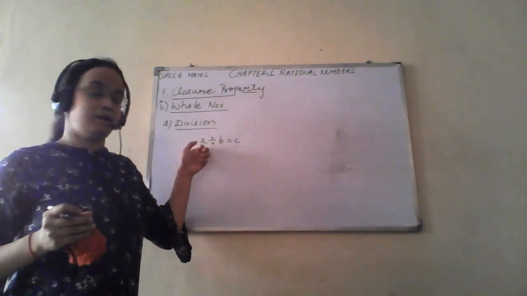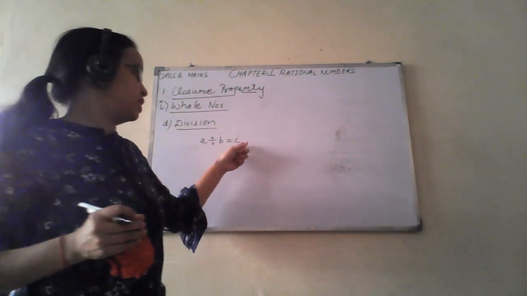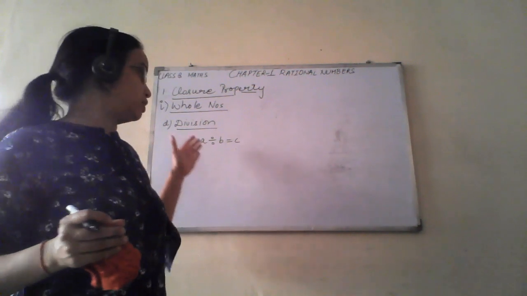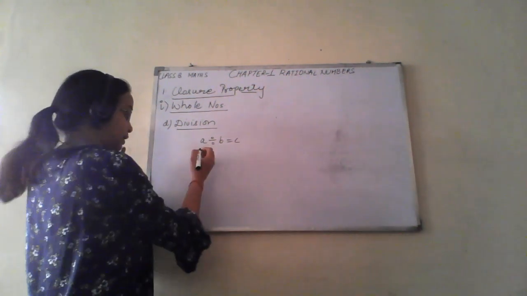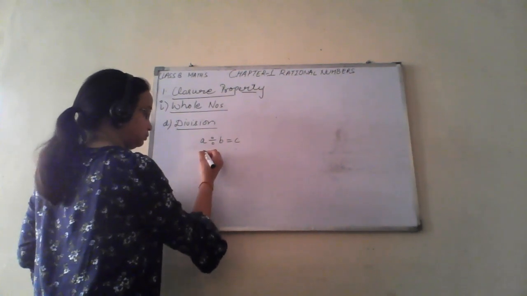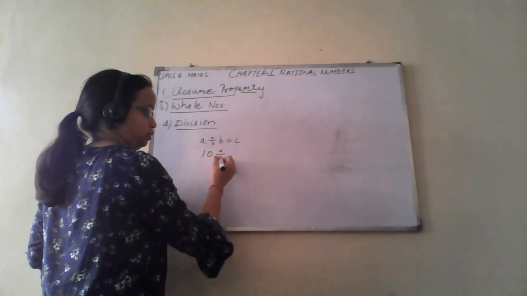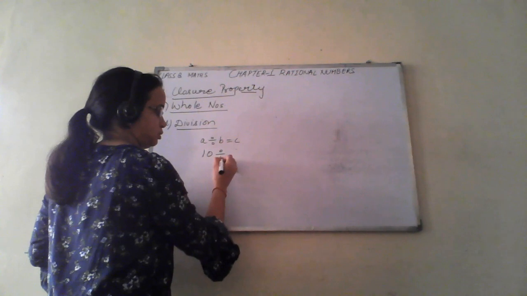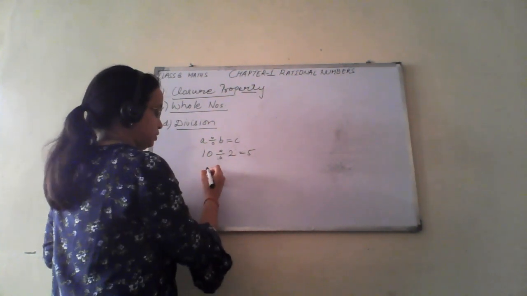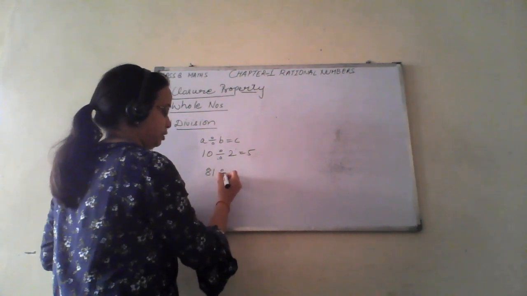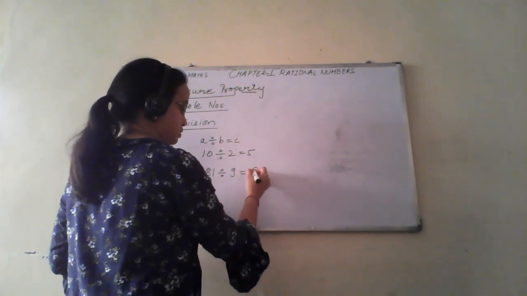When we divide A by B, resultant will be C. We have to check whether it holds for division or not. We take an example. 10 divided by 2. Answer is 5. 81 divided by 9. Answer will be 9.